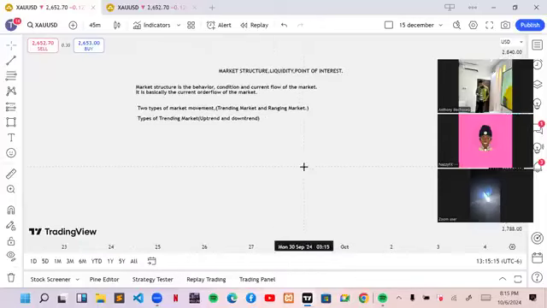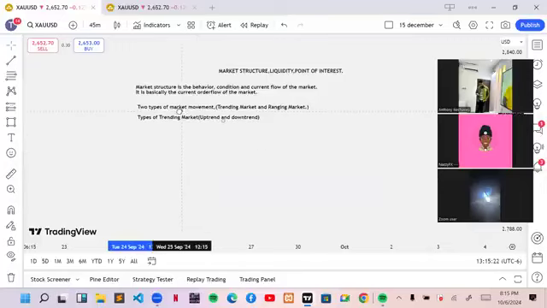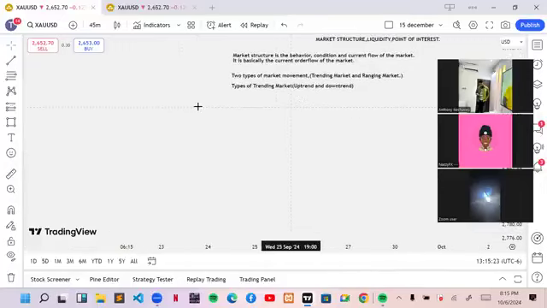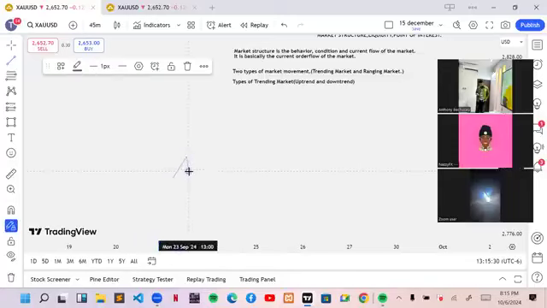What I mean by an uptrend is when the market is making a series of higher highs and higher lows. In this scenario the market is making higher highs and then higher lows, higher highs and then higher lows, higher highs and then higher lows. This is what it means for the market to be on an uptrend.